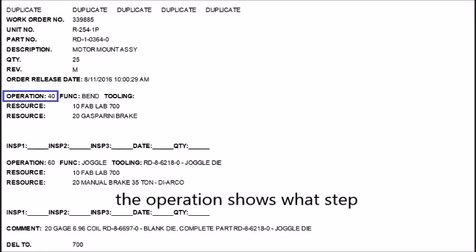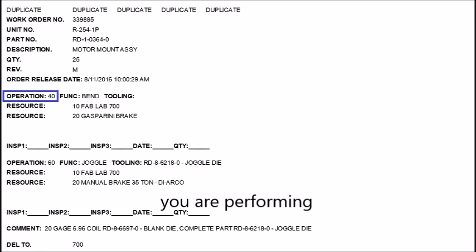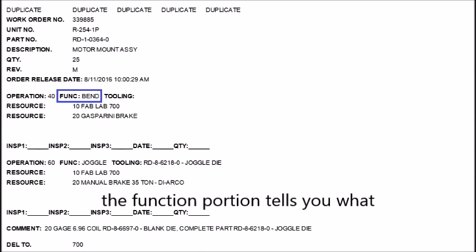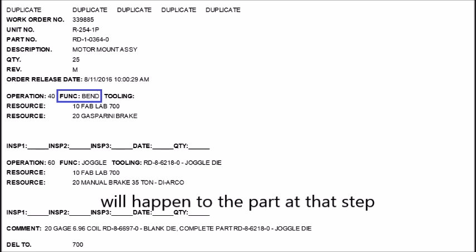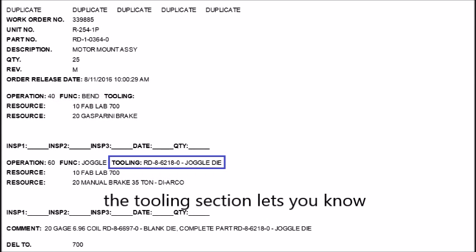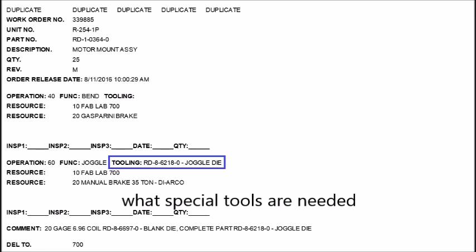The operation shows what step you are performing in the build sequence. The function portion tells you what will happen to the part at that step. In this case, it's bending a piece of metal for the motor mount. The tooling section lets you know what special tools are needed to make the part. Red Dot categorizes these as an RD-8 number for easy reference.